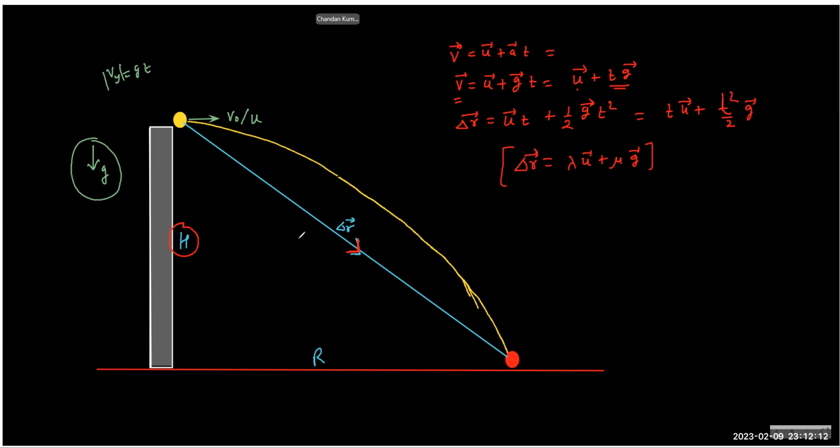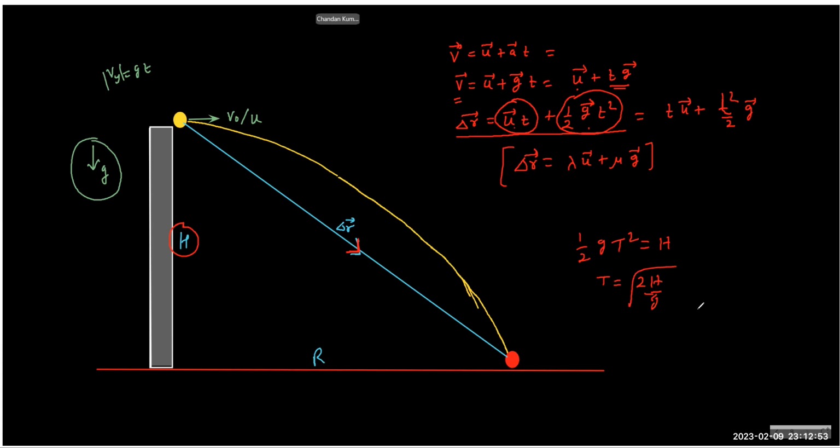Now, in the displacement relation, U will try to take you in its own direction, and G will try to drag you in its own direction. For the vertical drag, how much do you have to shift downward? Who will bring you downward, U or GT or both? Half GT square. So I know that in time T, only half GT square can bring me down. And therefore my answer is 2H/G.